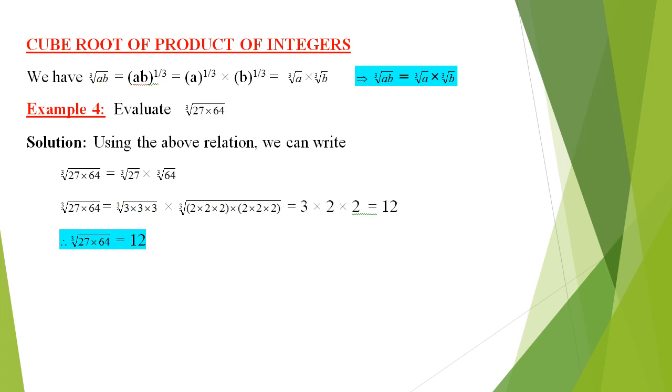So this rule says that when two values are multiplied together and we have to find out the cube root, we can simply expand it as cube root of A into cube root of B. Let's do this example to understand it better. Evaluate cube root of 27 into 64. So using the above relation, we can write cube root of 27 into cube root of 64.